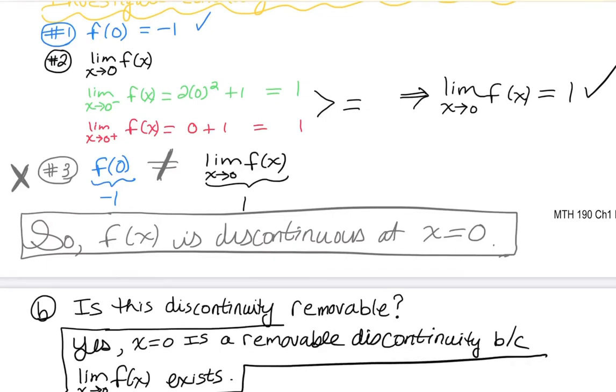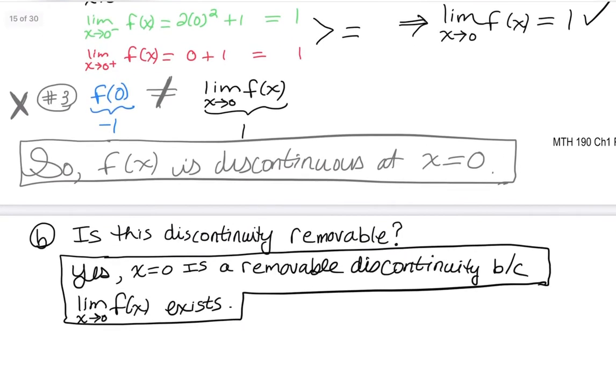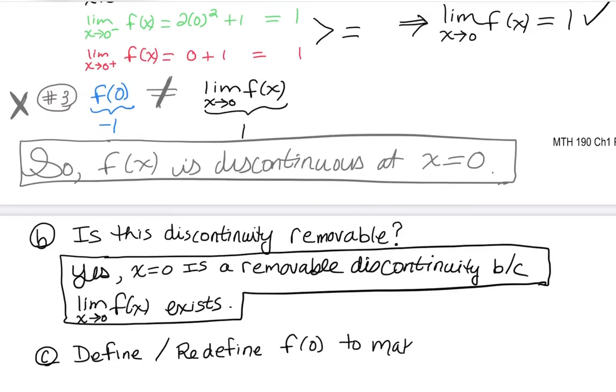Now, a third question that you'll often be asked if you do have a removable discontinuity is going to be to then define, or potentially redefine, depending on the context of the problem, redefine f of 0 to make f of x continuous.